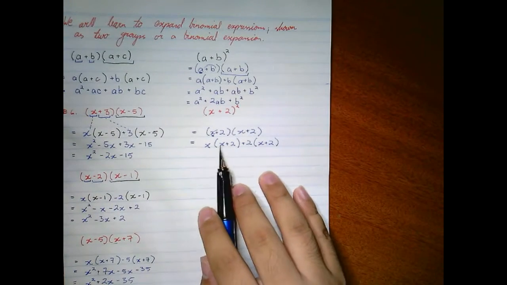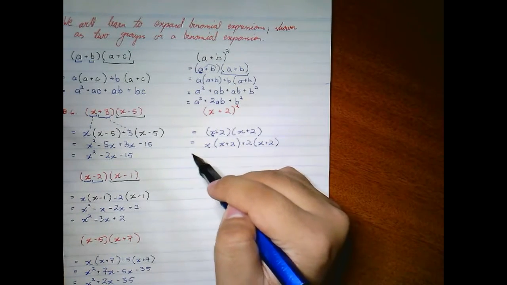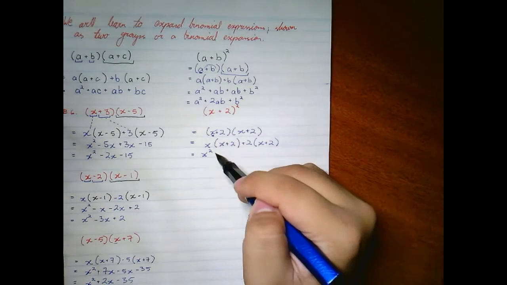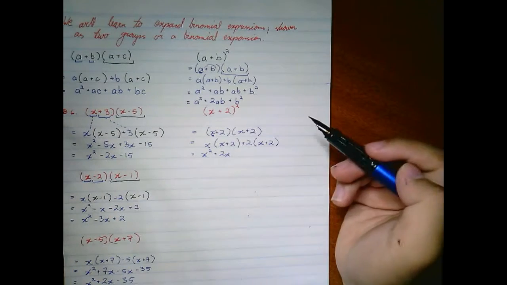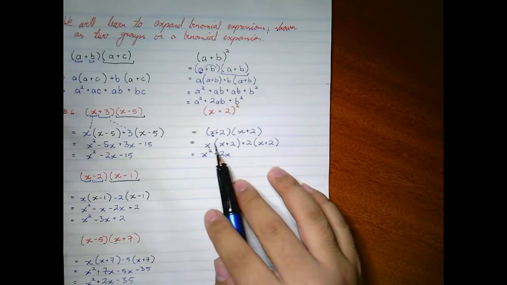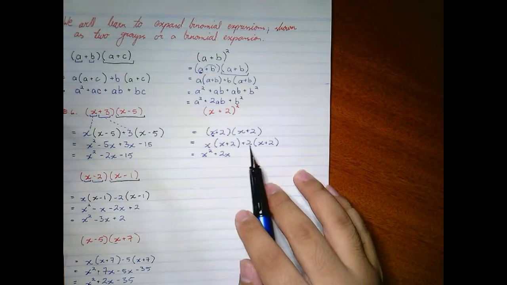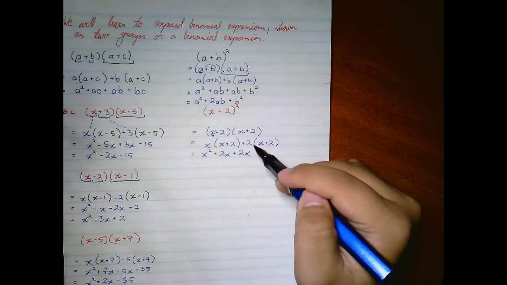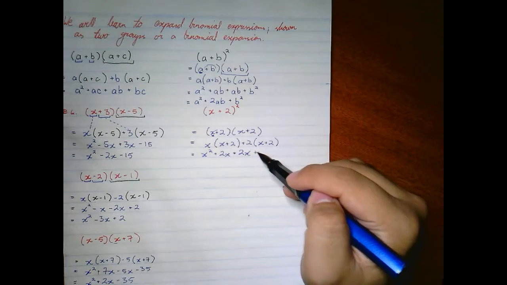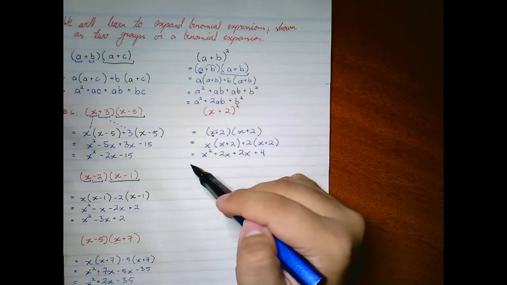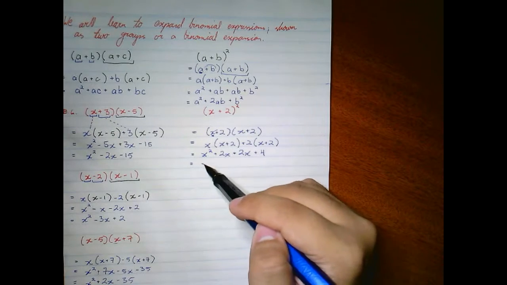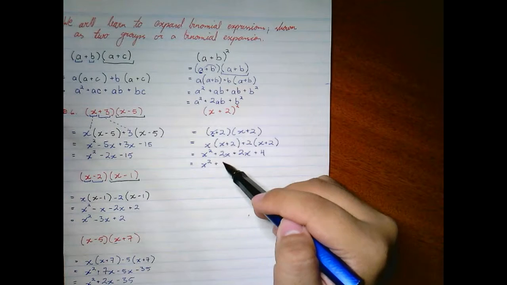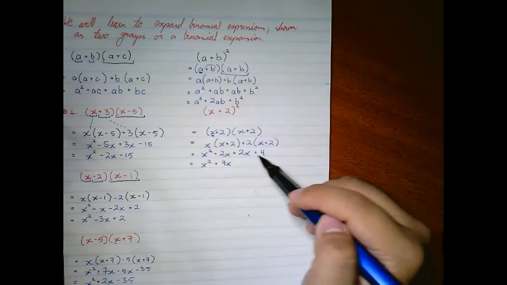Expanding, x times x is x squared. X times 2 is 2x. We're finished with this group. Working on this one, 2 times x is 2x. And 2 times 2 is 4, which will give us x squared plus 4x plus 4.